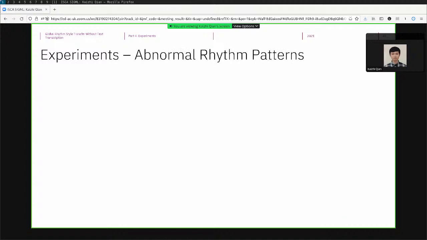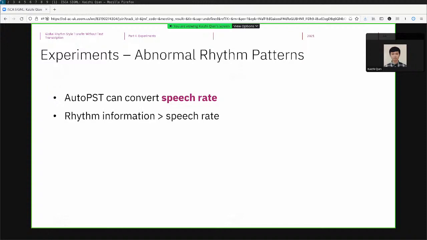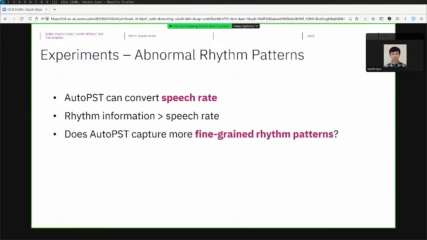So far, we have only verified that AutoPST can change the overall speech rate, but the rhythm information is much richer than just the speech rate. We would therefore like to know if AutoPST can capture more fine-grained rhythm patterns.